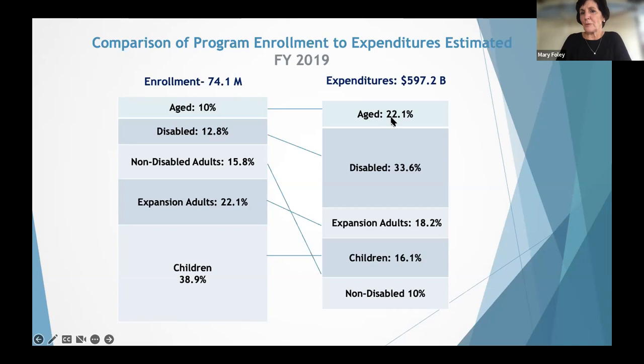It's disabled, 13% of disabled, but they're using 33% of the dollars. Okay, non-disabled adults make up 15%, okay? But they're using up 10% of the dollars. But this is the one, this is the EPSDT program that we're talking about. They make up almost 40% of all Medicaid enrollment, right? And yet they're using the least amount of the dollars.